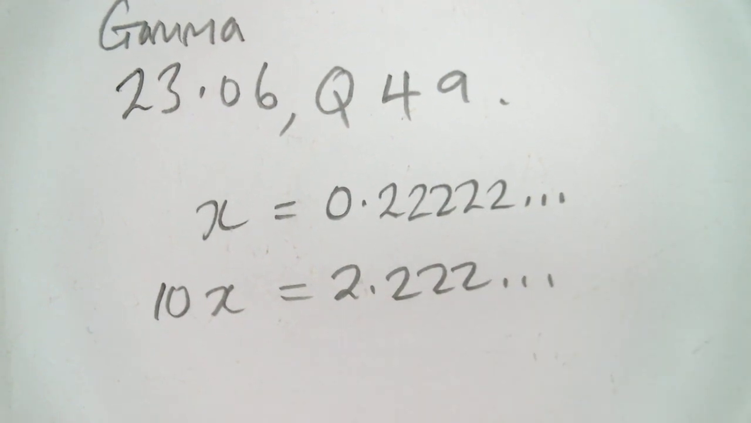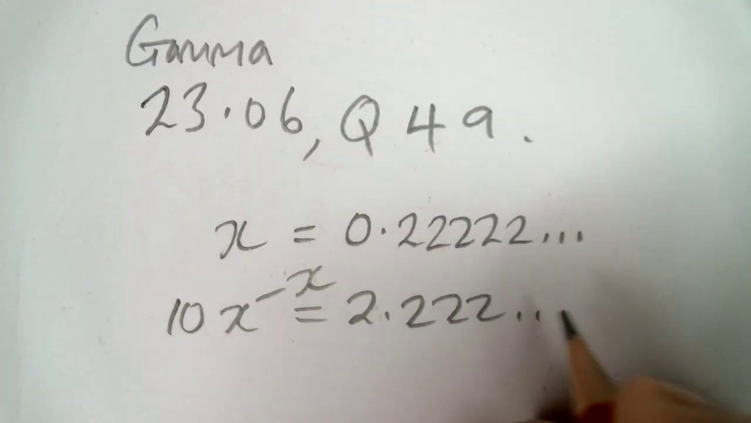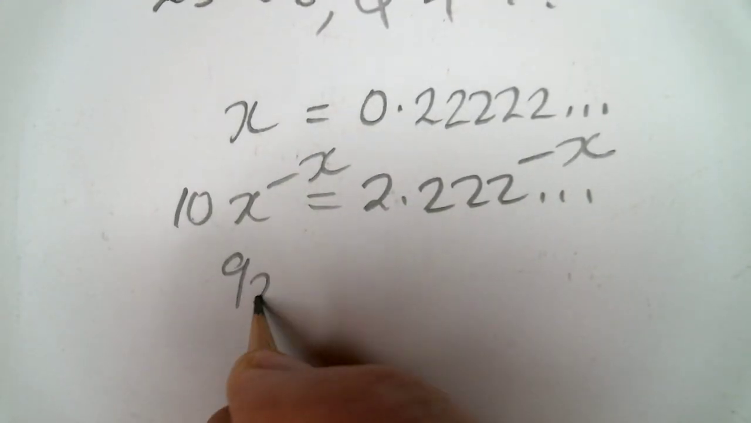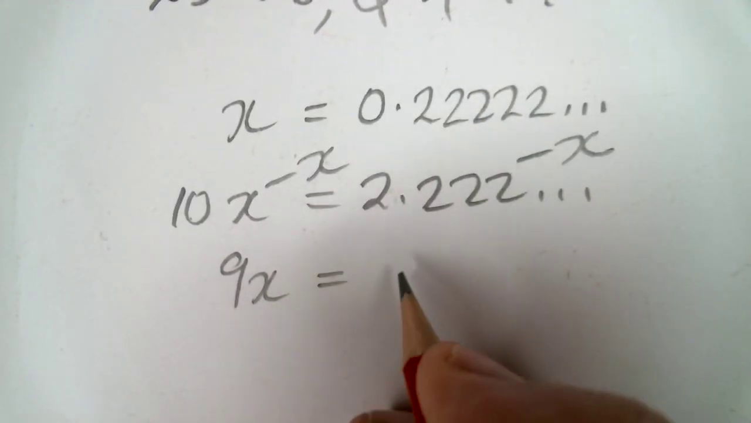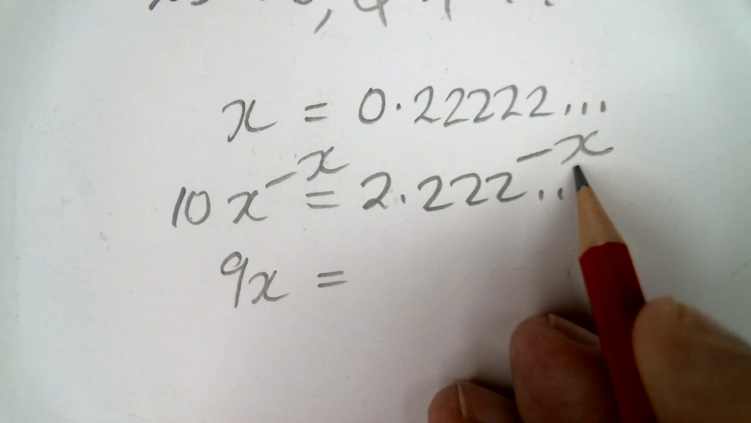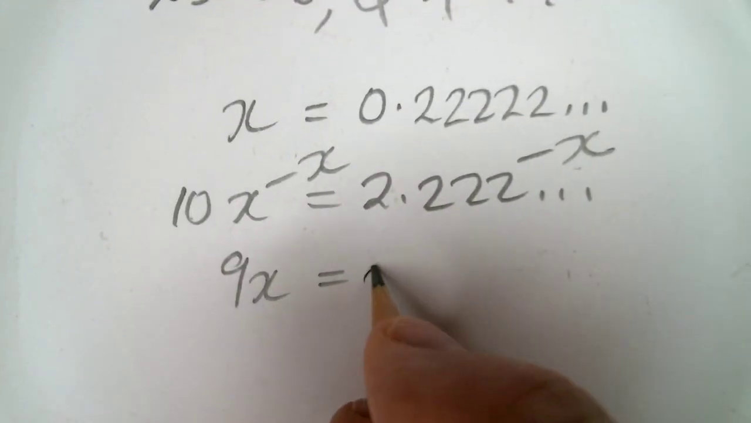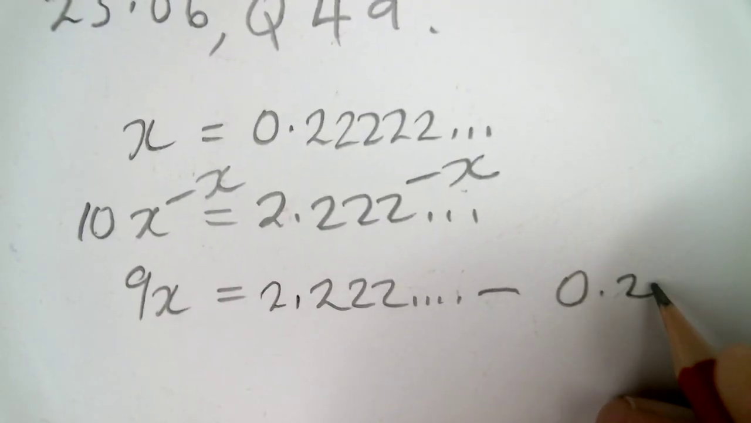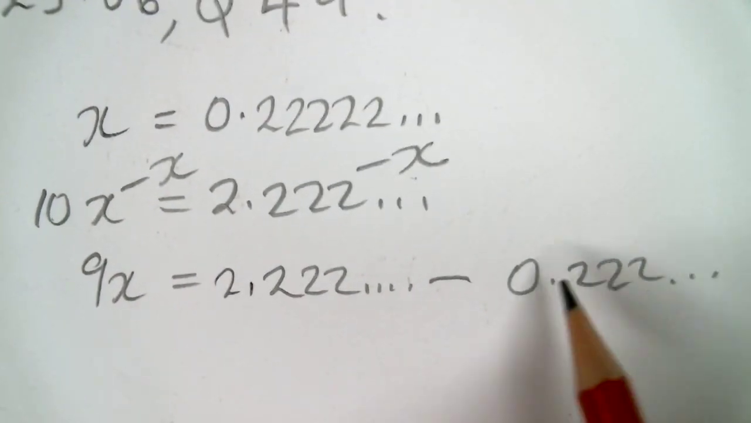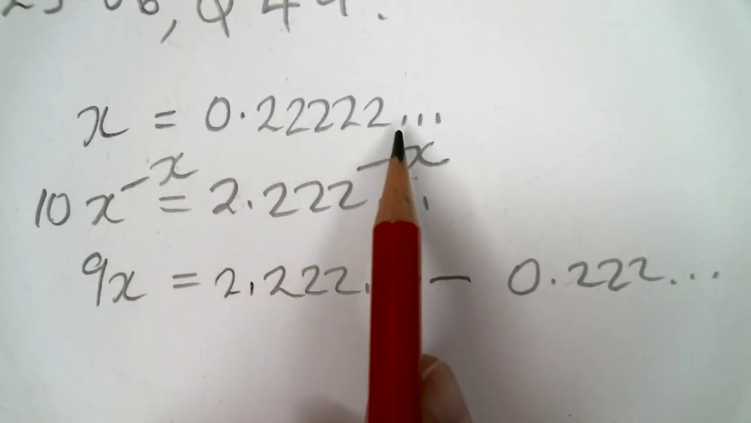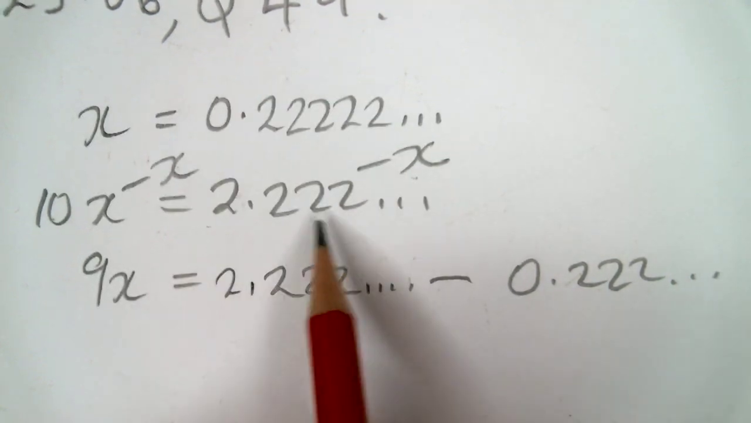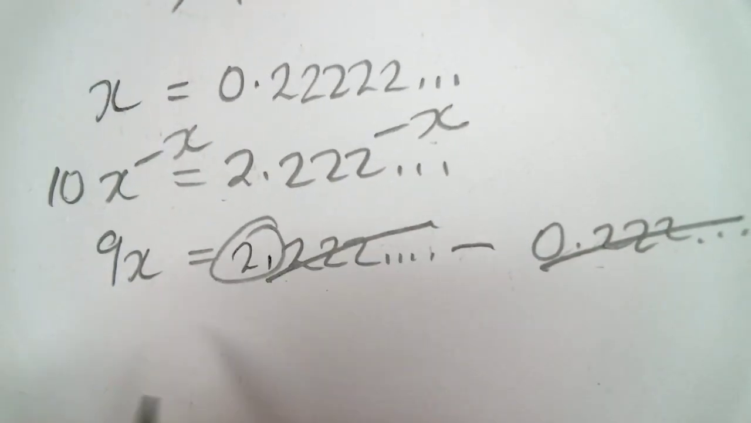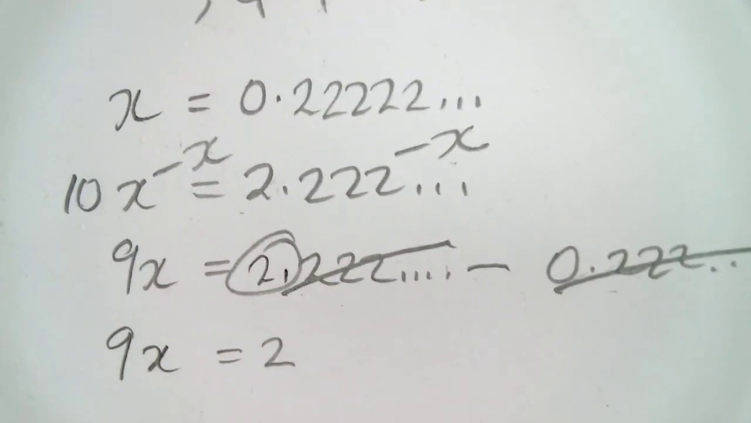So if I subtract x from both sides, I've got 10x minus x, which is 9x, and I've got 2.22222 minus x, which is 0.222222. Because I know that x is 0.2222, and I've subtracted that from 2.2222, I'm just left with 2. So that means that 9x is equal to 2.